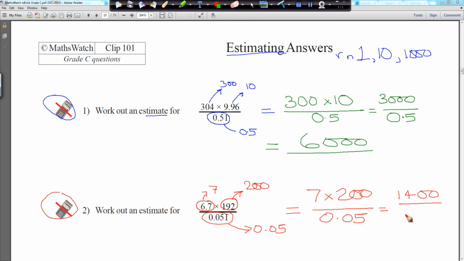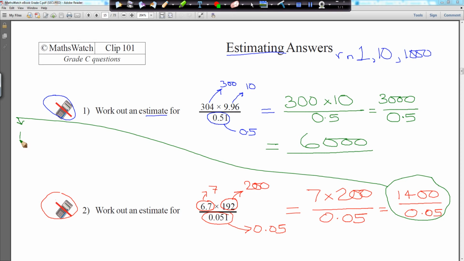Now, dividing by 0.05 is a bit more exciting to explain. We're going to show you a different technique now. Okay, folks, I'm going to come over here now. I'm going to change to a green. Now I'm going to copy this question up over here. I'm running out of space to do the question. Let's do over here.